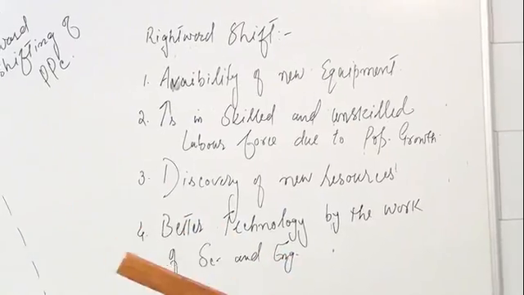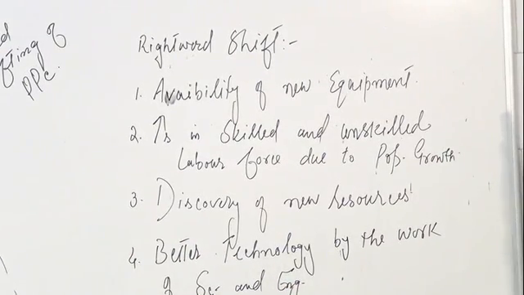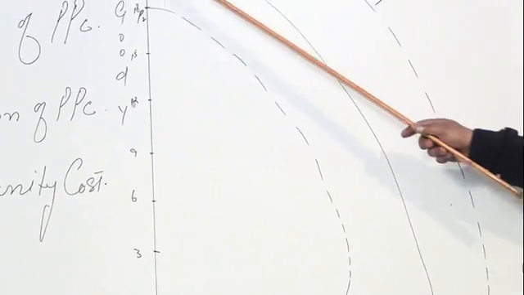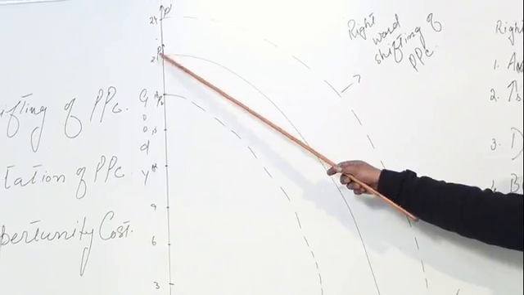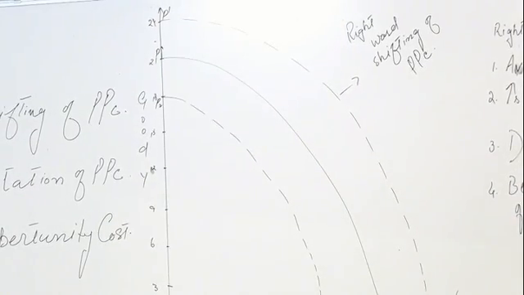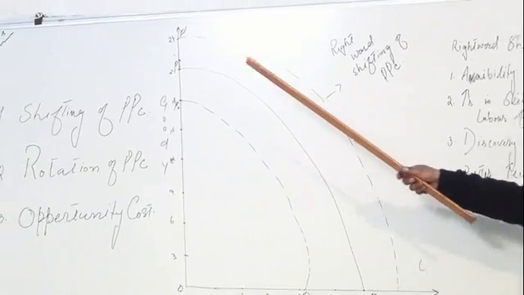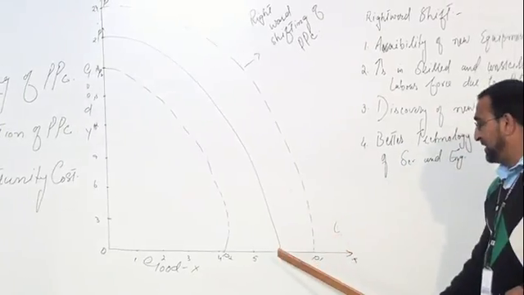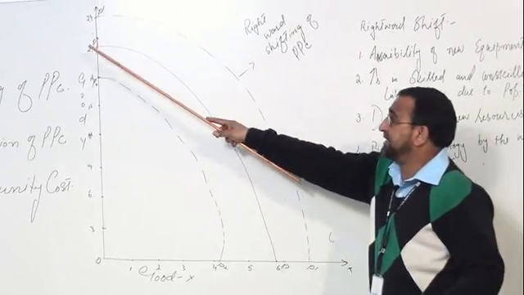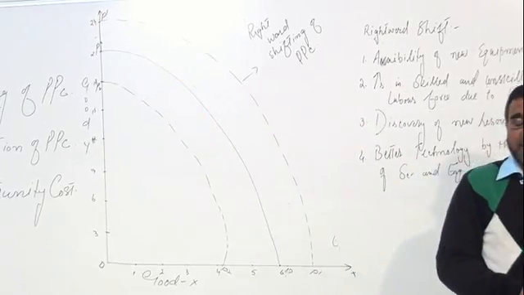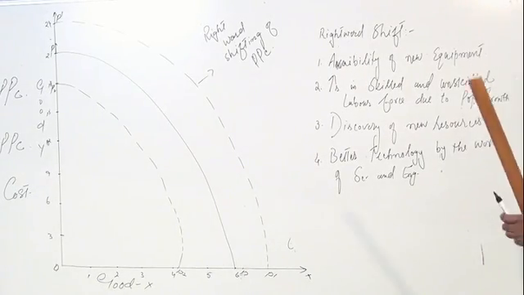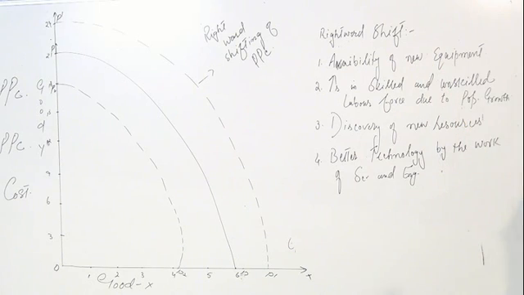Rightward shift: when the production possibility curve shifts to the right, that means we are able to produce more of both Y and X. See, at this point we were able to produce 21 of this and say 6 of this, or 0 of this. Now we are able to produce 24 of this and more of this, say from this to this, or from this to this. So why are we able to produce more of the resources? That is simply because of availability of new equipment.